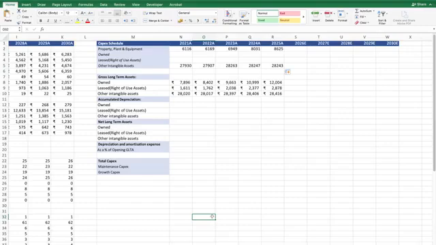Can you guys see the balance sheet? Hello.